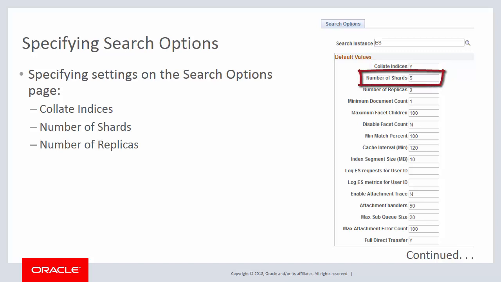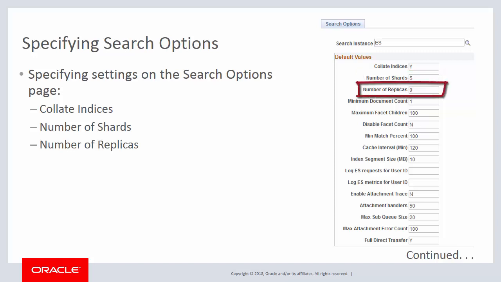Number of shards. Elasticsearch enables you to distribute the index data into partitions. The default value is 5 and can be overridden by selecting Index Settings on the Deploy Search Definition page. But the value of this setting cannot be changed after an index is created.